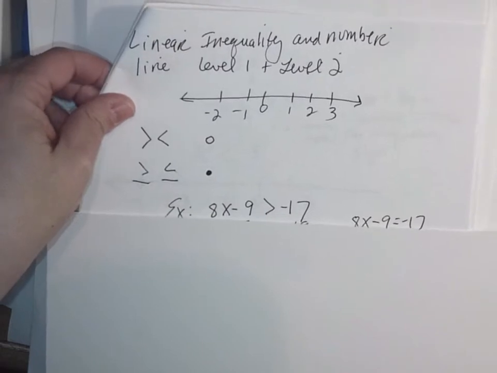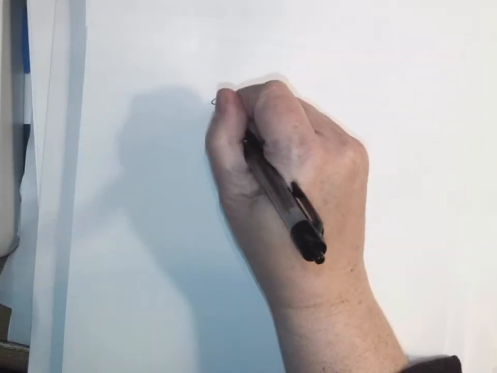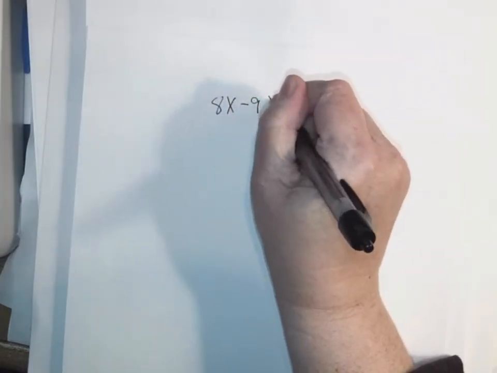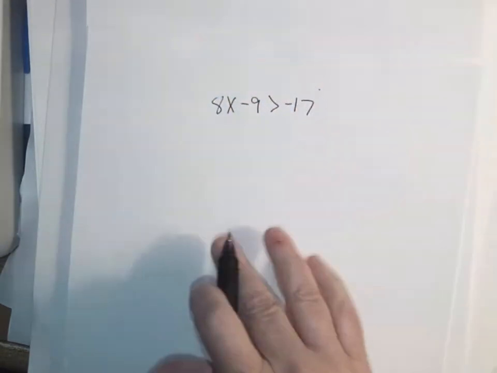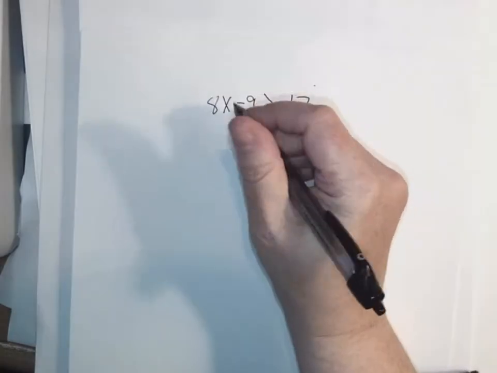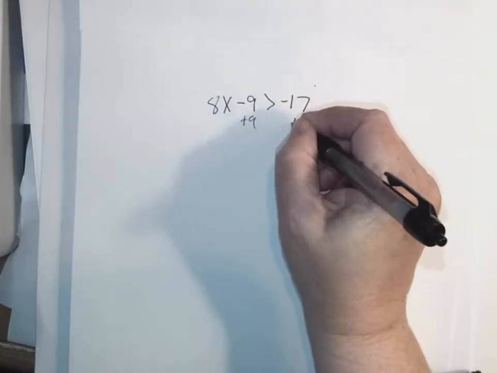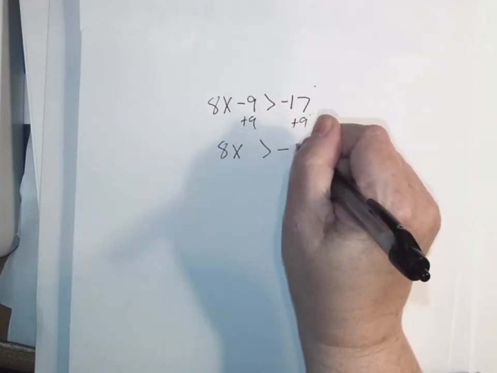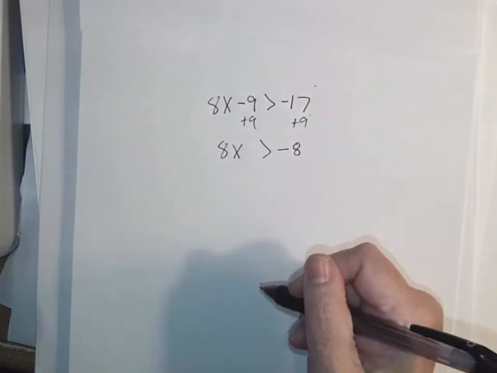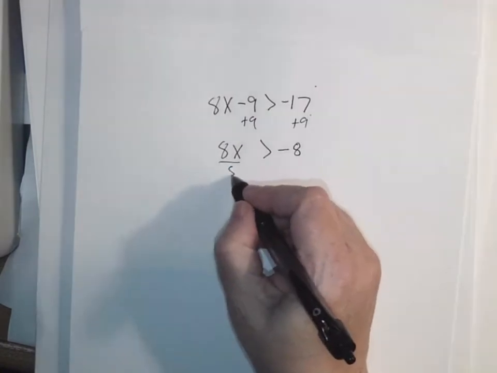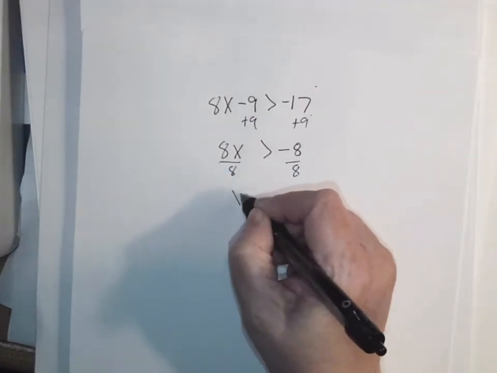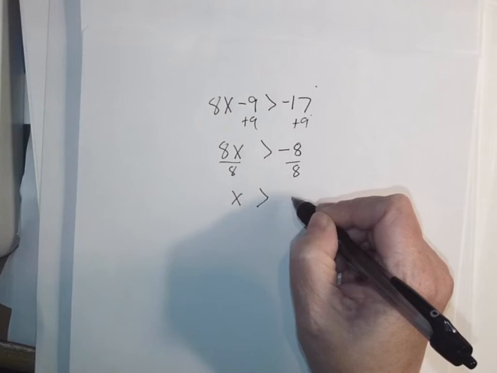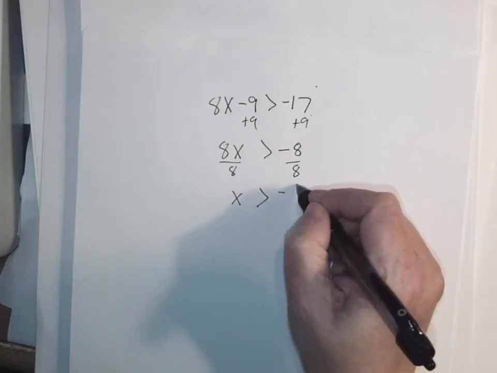Let's take a look at the problem. I'm going to start this one fresh. So for this number line 1, I have 8x minus 9 is greater than -17. So I'm going to add 9 to both sides, and I get 8x is greater than -8. And I'm going to divide both sides by 8, and I'll get x is greater than -1.